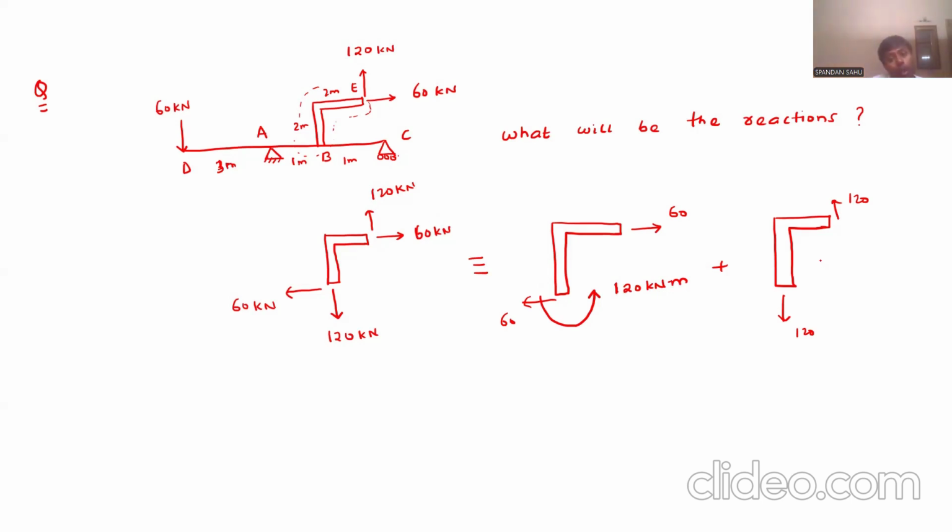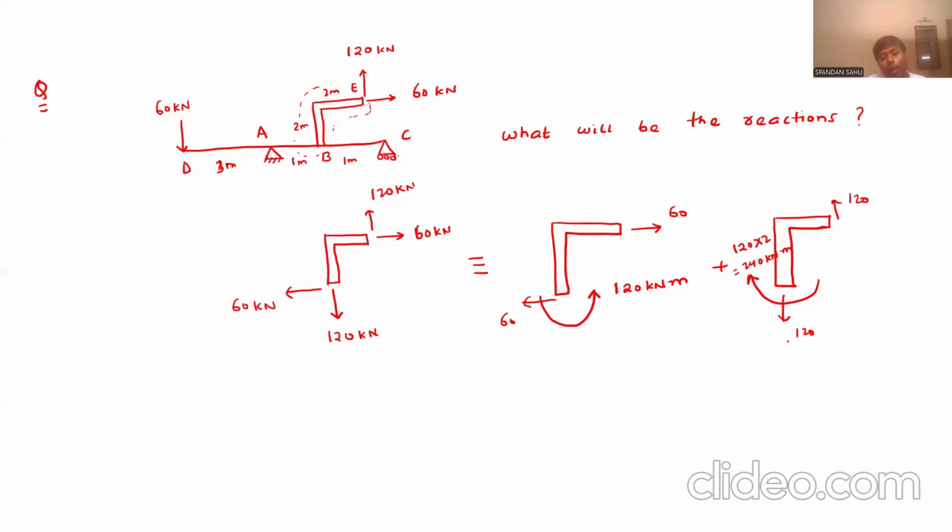Now this 120 and 120 are separated by 2 meters. So they will also try to rotate this L-shaped bar in which direction? Yes, anti-clockwise fashion. So to restrict that movement, what should we apply? Sorry, a resistance in clockwise manner should be applied, just in the reverse direction, so that equilibrium is maintained. So now it will be 120 into 2 kilonewton meter, so 240 kilonewton meter.